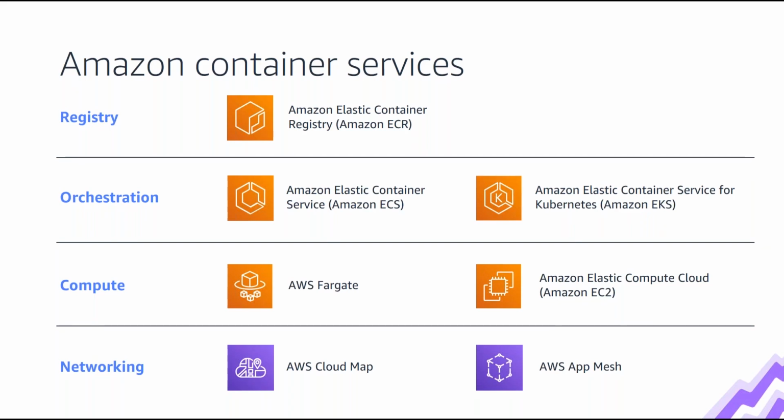We have Amazon Elastic Compute Cloud, which can be used directly to run containers or through AWS Elastic Beanstalk. That makes it easy to deploy, provision, load balance, scale, and monitor your application. And for networking, we have services such as AWS Cloud Map, which is our cloud resource discovery service, and AWS App Mesh, our service mesh that provides application level networking that makes it easy for services to communicate with each other across multiple types of compute infrastructure.